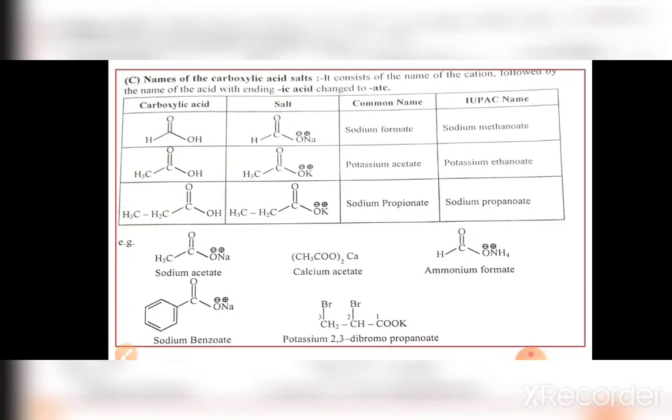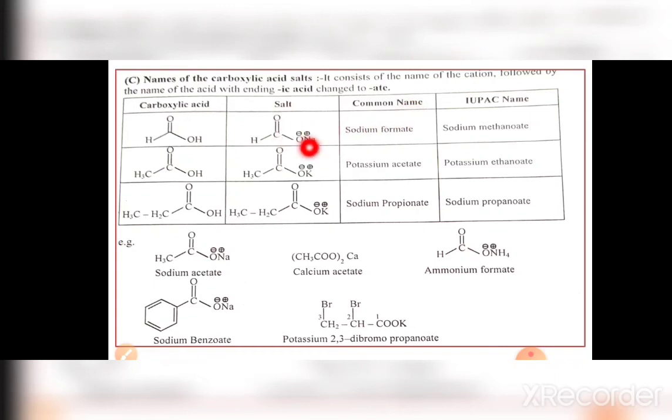Now the next, the names of carboxylic acid salts. It consists of the name of the cation followed by the name of the acid with the ending IC acid changed to ATE. That means we just change IC acid to ATE. First, this is carboxylic acid, salts, and common name and their IUPAC name. Here, H C double bond O H, and the salt of this, H C double bond O minus Na plus.